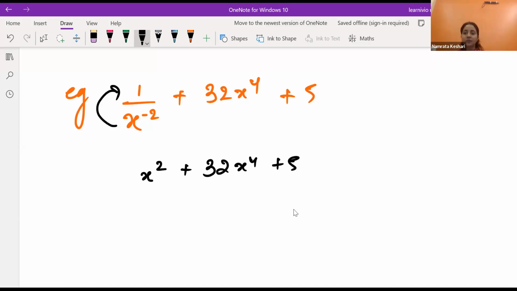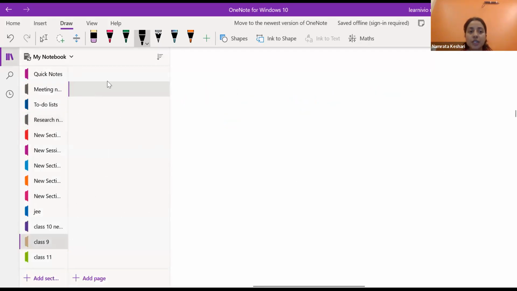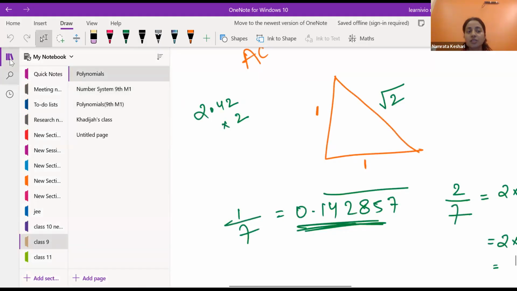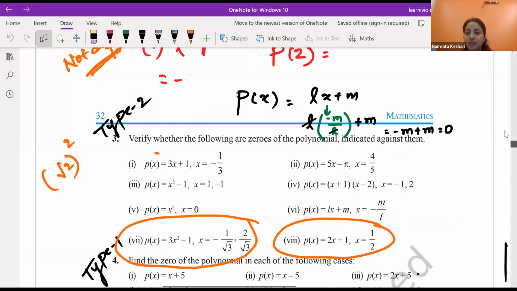Clear so far? Yes, ma'am. Now I'll be showing you a question which is there in your NCERT. Today only, after the class, if you open NCERT, at least this much you are done. So let's see.